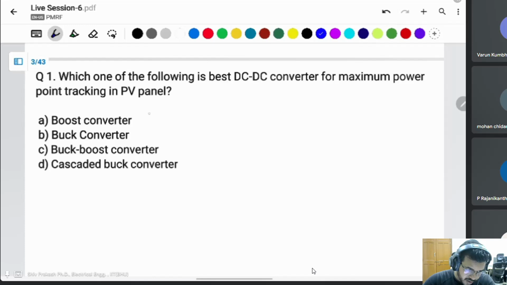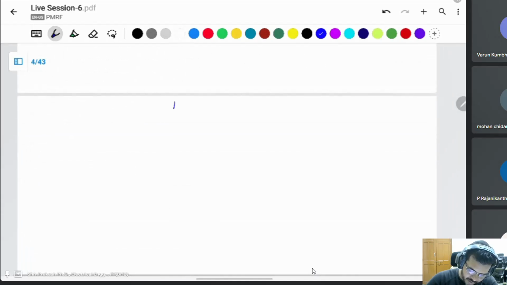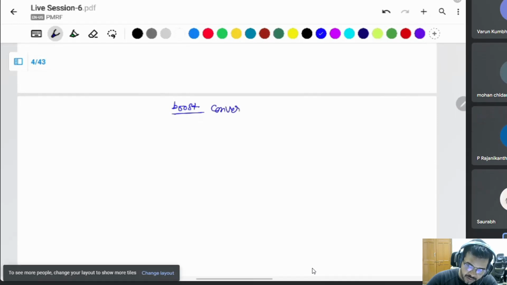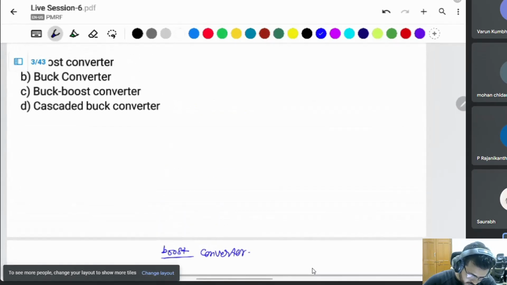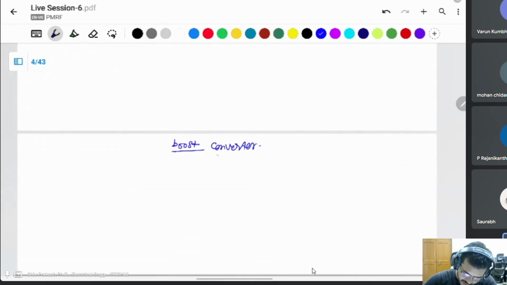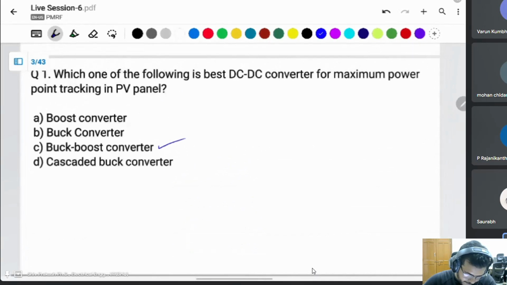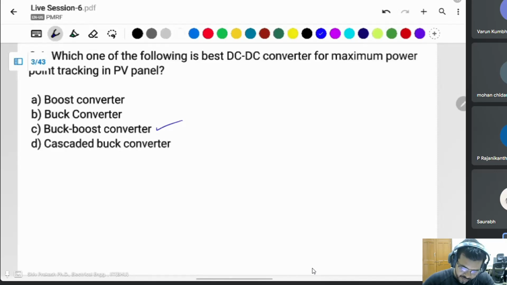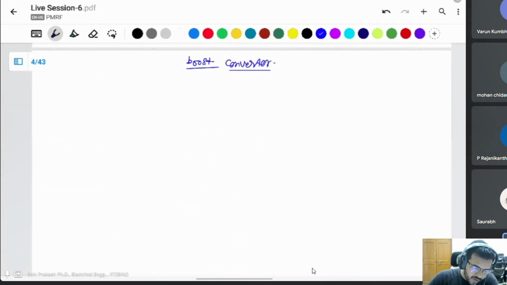Okay, first is the boost converter, then the buck-boost converter. Let's see which one is better. Can anyone guess which one is the best? First, we try the boost converter. The C option, buck-boost converter. Yes, good.